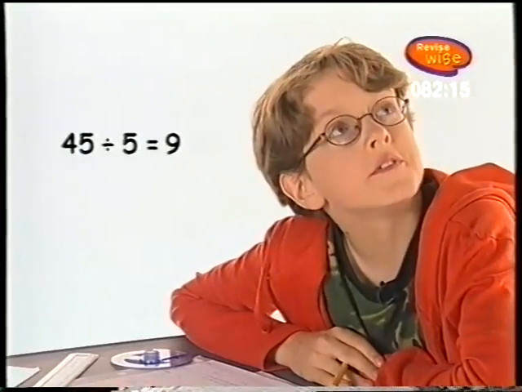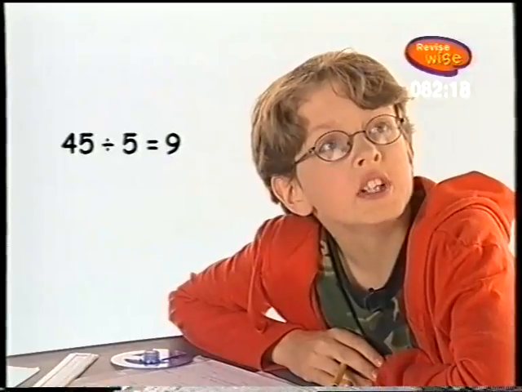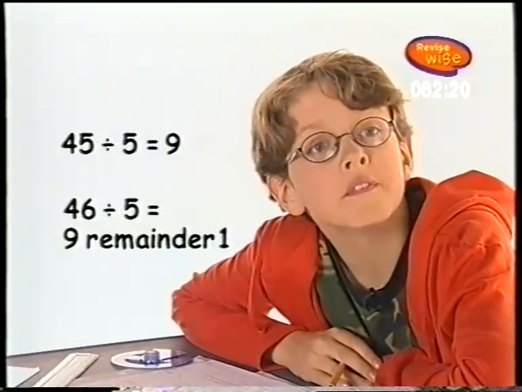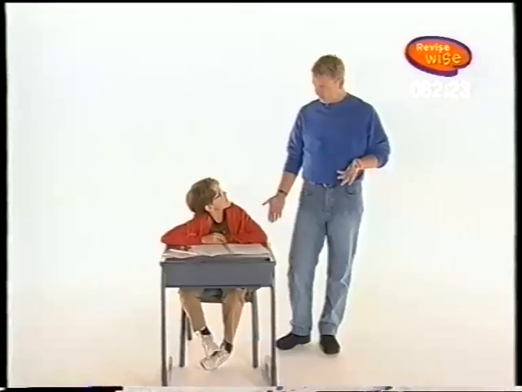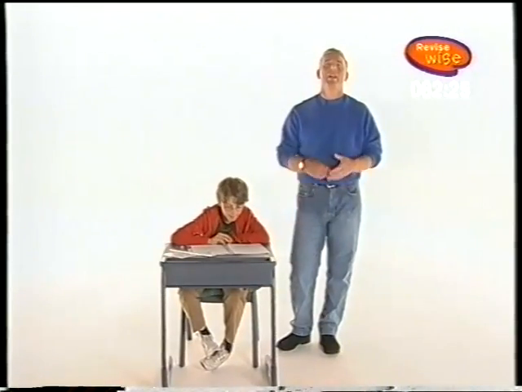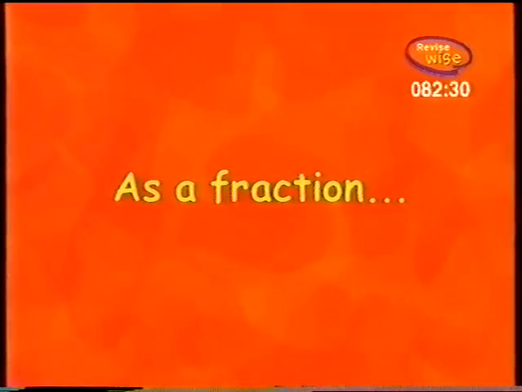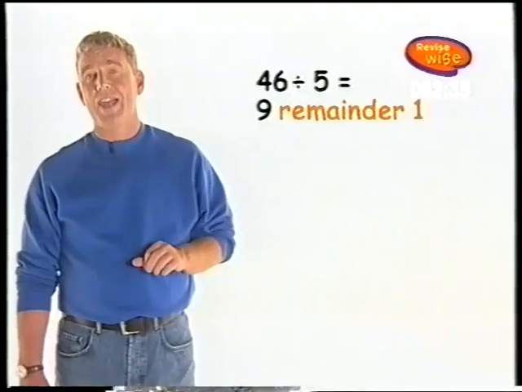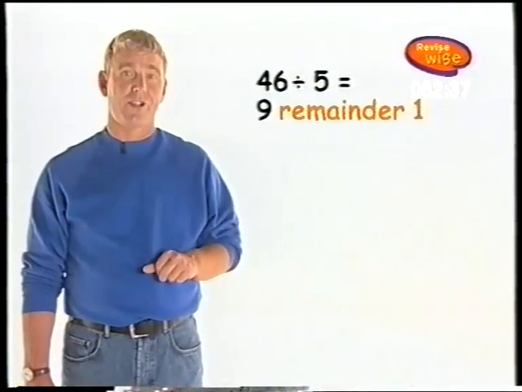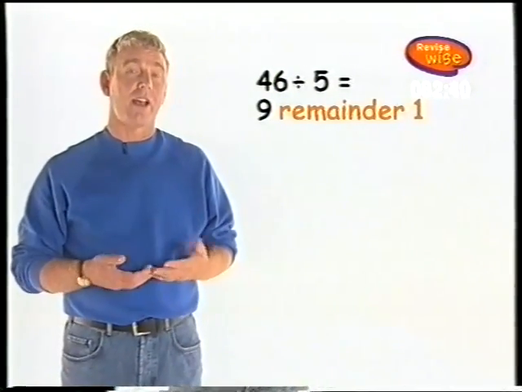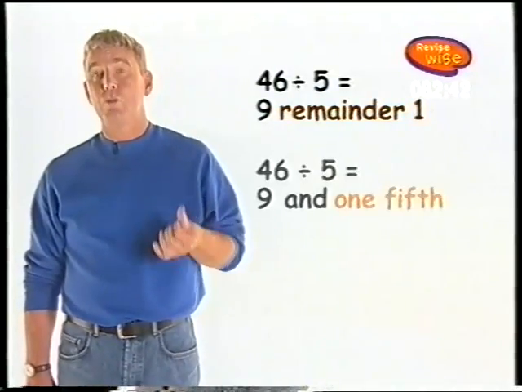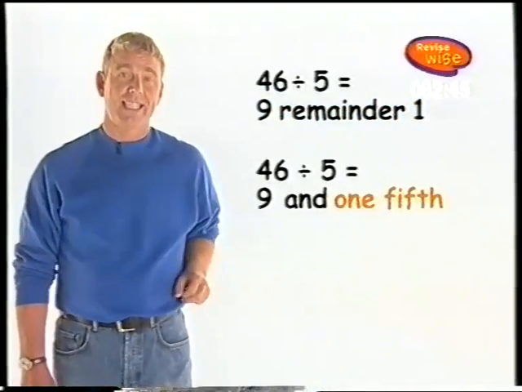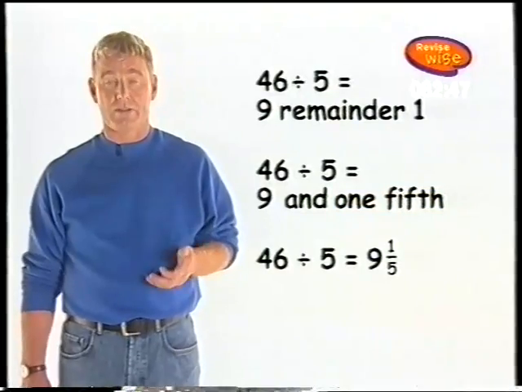You can have a go at this. Well, I know that 45 divided by 5 is 9, so 46 divided by 5 is 9 remainder 1. That's right. Let's see what the answer is as a fraction. There's another way of looking at the remainder 1 left over, and that's to ask 1 what left over. And because you're dividing by 5, this remainder left over is 1/5. So 46 divided by 5 is 9 and 1/5.